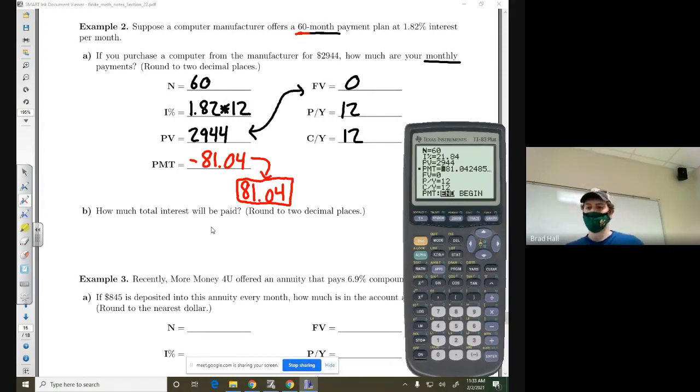So expect to be, in this situation, paying $81 for the next 5 years of your life for a computer that's hopefully worth it. But part B is going to put all this together and think, well, the $81, that sounds very good on the surface, but how much money are you paying to the computer manufacturer? How much money are they getting in profit from you? How much money are you paying extra, in other words? And so I'm going to bring up the interest formula again.